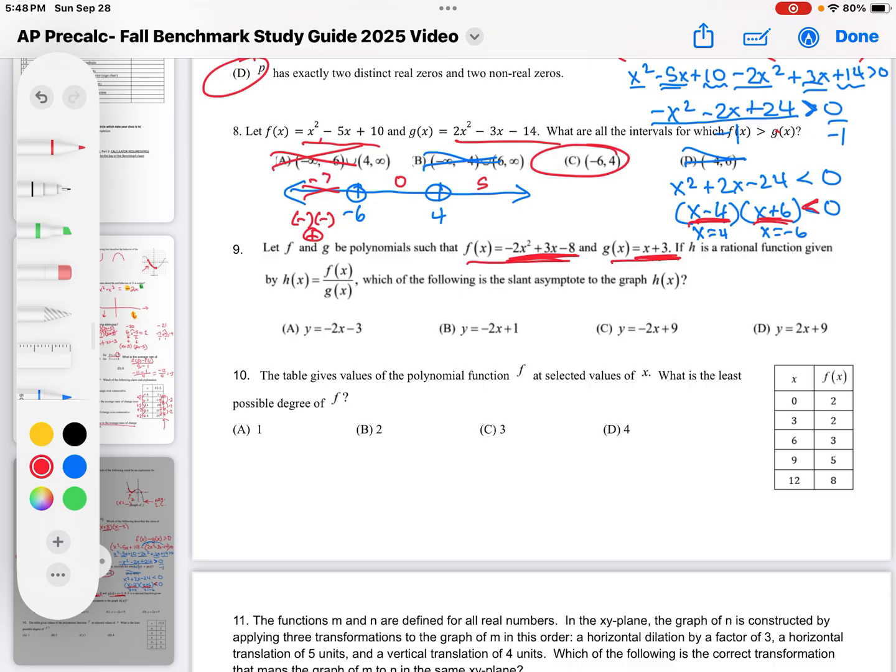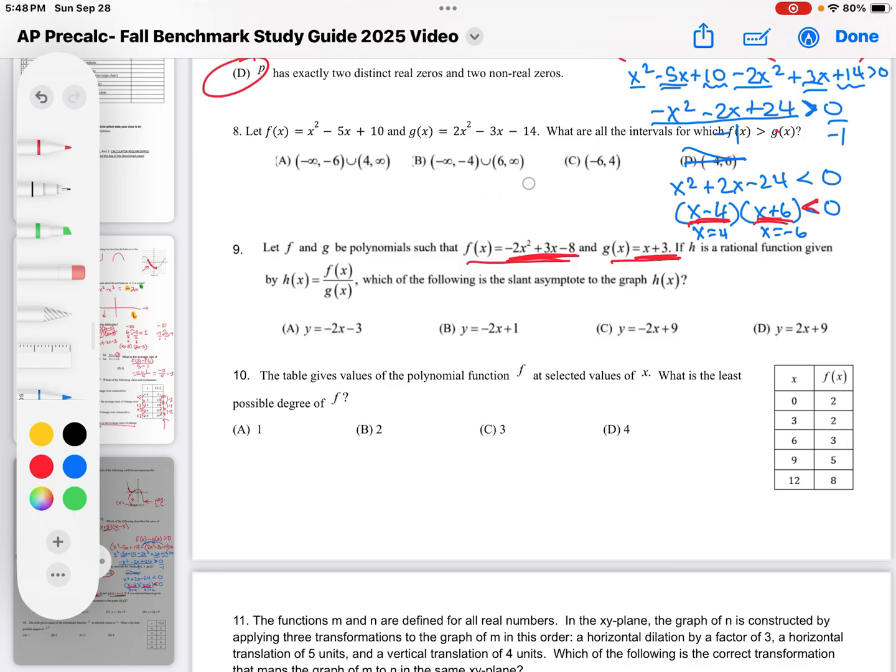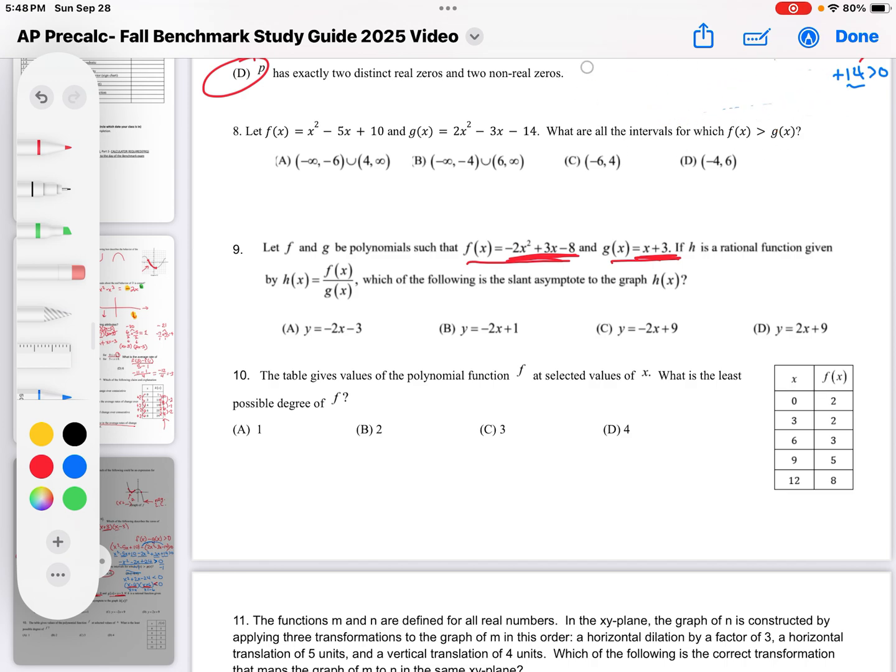To figure this out, I'm going to need some room again, so I'm going to erase what I did up here. Don't worry, the full key should still be posted on Google Classroom so you can see all of this, but I need room to write because this video is more about explaining the work. Let's see. I need to take the -2x squared plus 3x minus 8, and I'm going to divide by x plus 3.